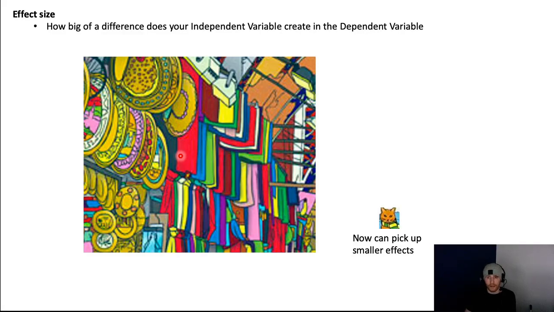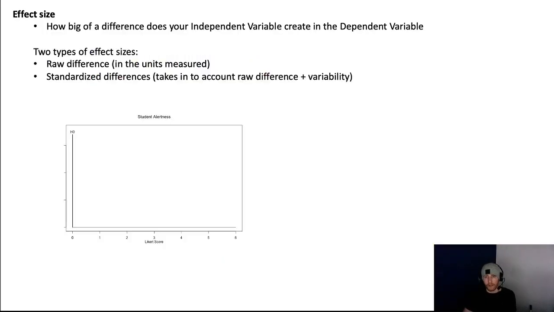Okay, so now we can see we have a better chance of finding our effect if we're looking for an animal about this big. And as you can see here, there is actually a cat hiding. Okay, so hopefully that's a helpful analogy as to why it matters how big of an effect you're looking for. Now, there are two types of effects that we can be interested in. There's the raw effect, the raw difference, and there's a standardized effect or a standardized difference.